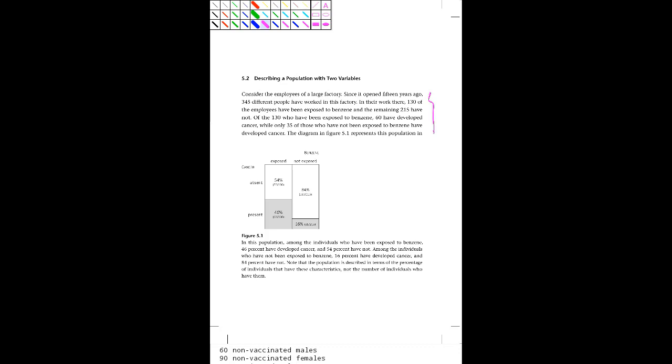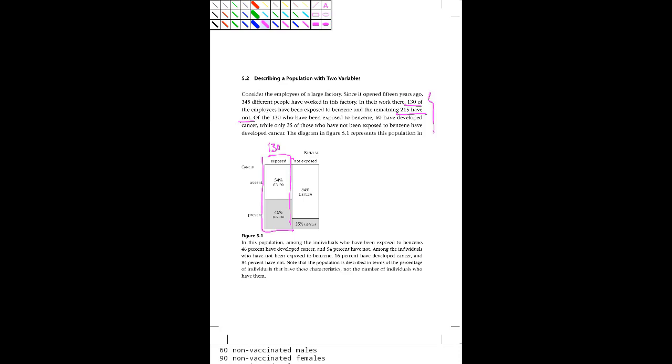If we look at this example, we've got 345 different people who work in a factory. Of those people that work there, 130 have been exposed to benzene. Okay, so that's going to be important. And 215 have not. The idea for the diagram is that this column here is the column for people who have been exposed to benzene. So this is the part of our population that's been exposed, which consists of 130 people.